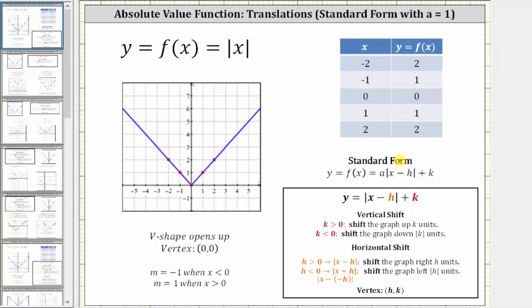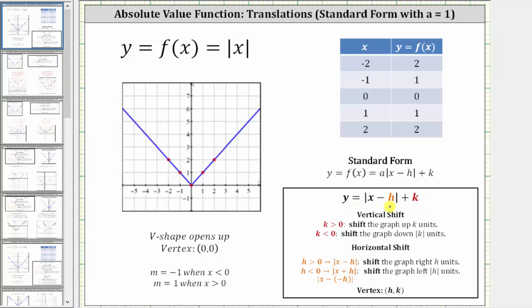Standard form of an absolute value function is y equals, or f of x equals a times the absolute value of the quantity x minus h plus k. But again, for this video, a is equal to 1, and therefore the equations will be in the form of y equals the absolute value of the quantity x minus h plus k.